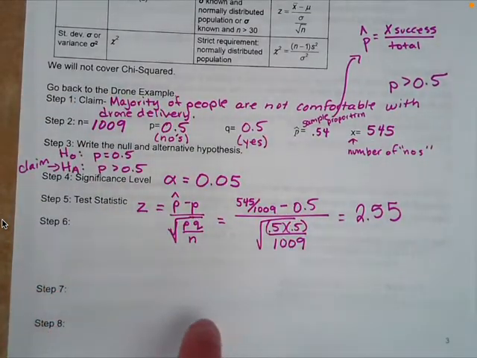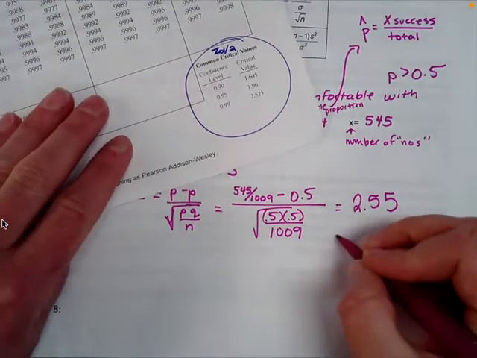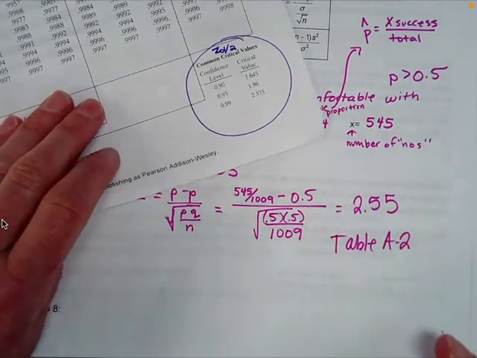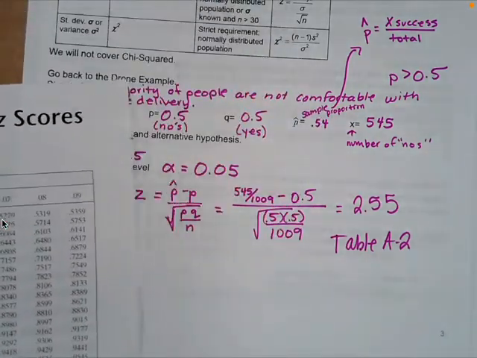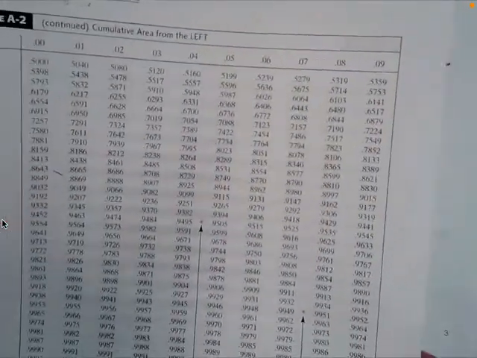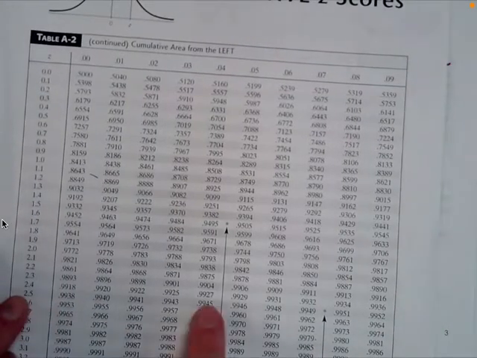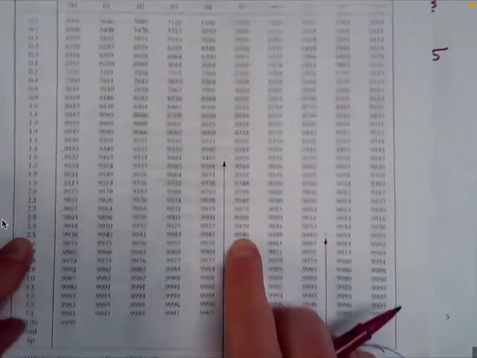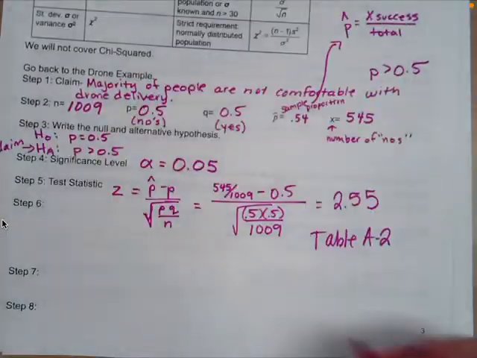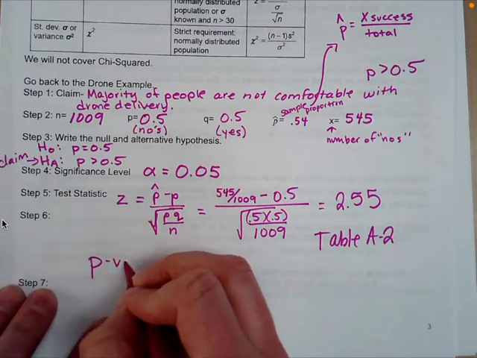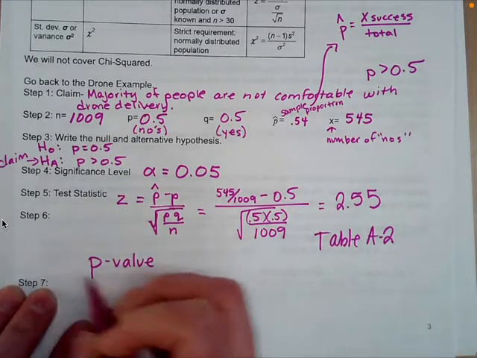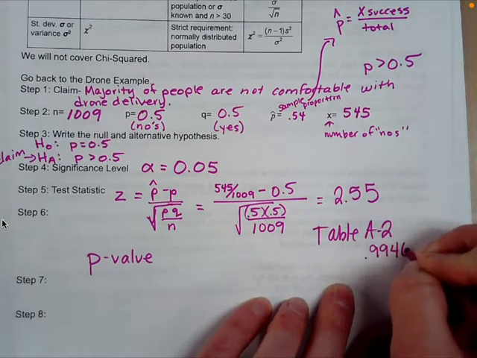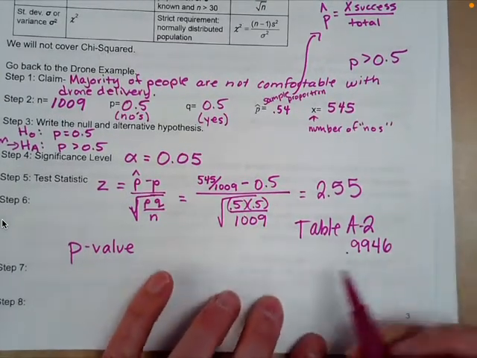So remember, when we want to use our z, we're going to use our table, A2. That's the positive z-scores. And we want to go to 2.55. 2.55 is 0.9946. And so that's the area to the left.